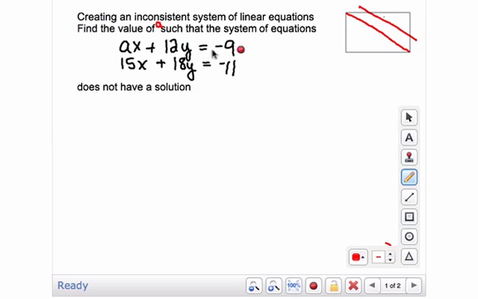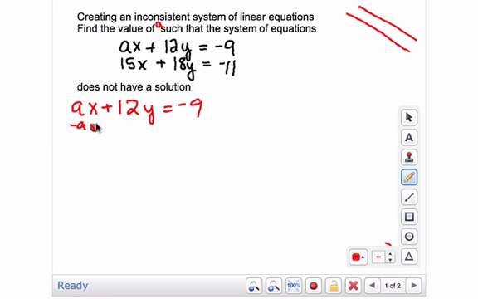That would not give you a solution. So what I would do is go ahead and solve each of the equations for y, so that you can find the slopes.